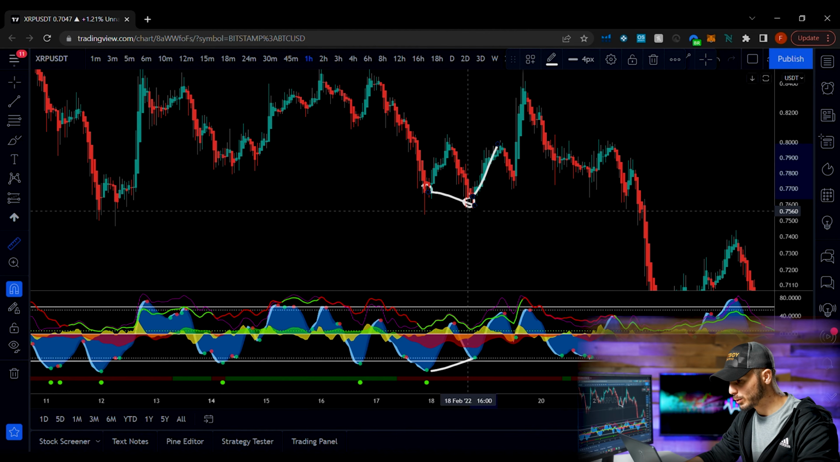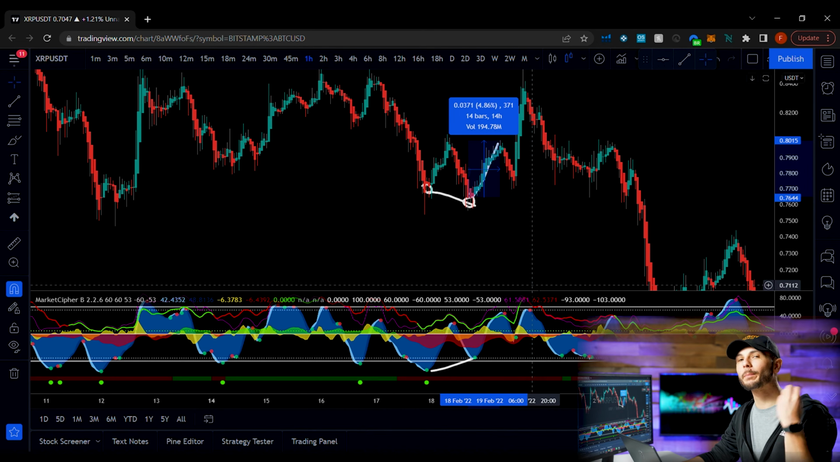Now, how big was this move? You can measure it here. It was about 4%, right? With 10x leverage, that could have been 40% profit. So very, very, very powerful.